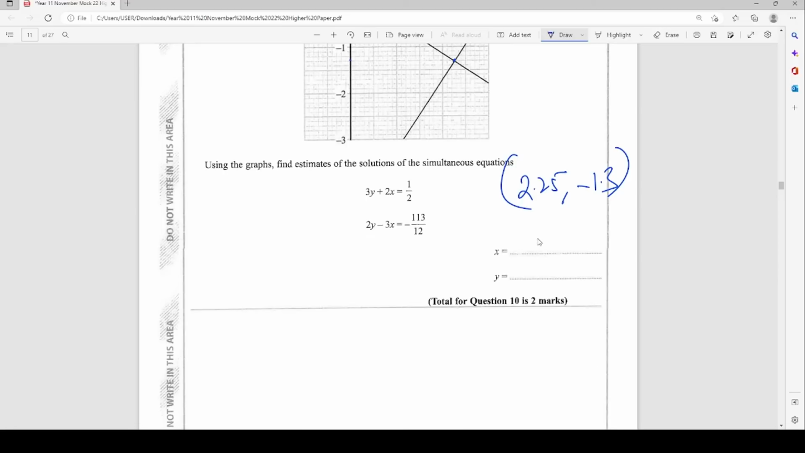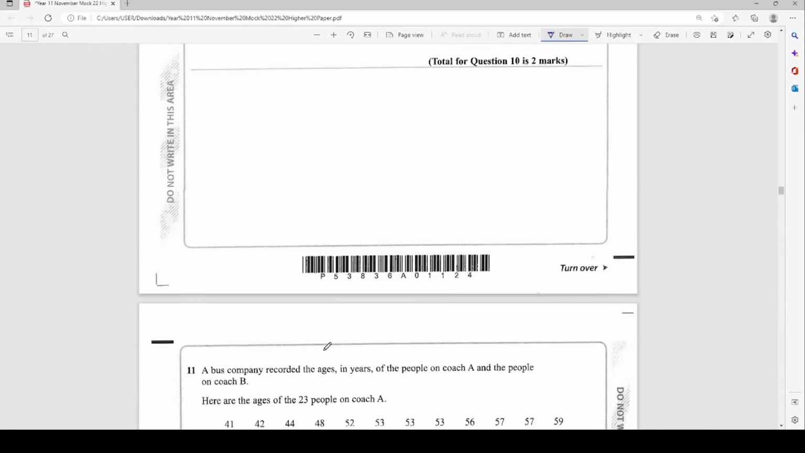You can have an answer in a range. In these type of questions we have to give an answer in a range. So even if you have written 2.2 to 2.3, any x value, that is correct. And if you have written your answer between negative 1.3 to negative 1.4, that is also correct. So that should be fine.